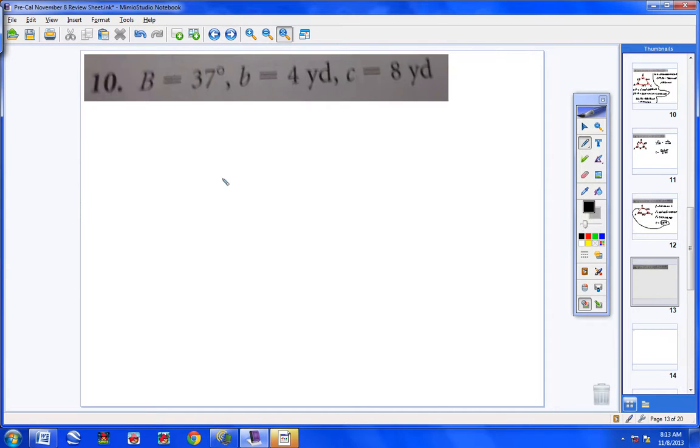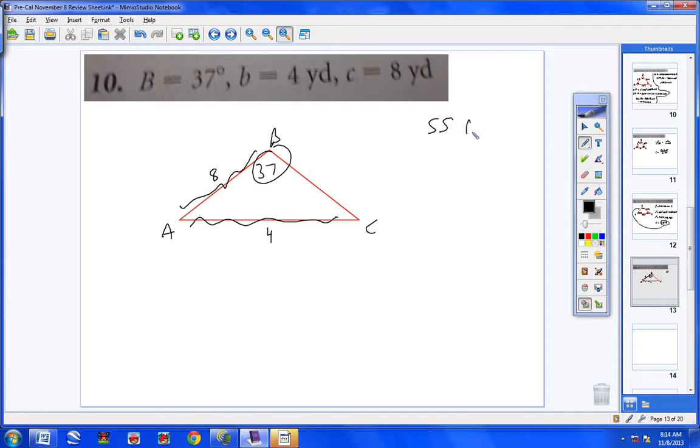Let's go ahead and move on to number 10. I hope you're getting this. All right, here we go. Let's draw our triangle, and wow, that's a nice triangle. Let's try that again. Here we go. And here's A, B, C. Now B is 37 degrees. Side B is 4, side C is 8. Now notice what we have here. We have side, side, angle.